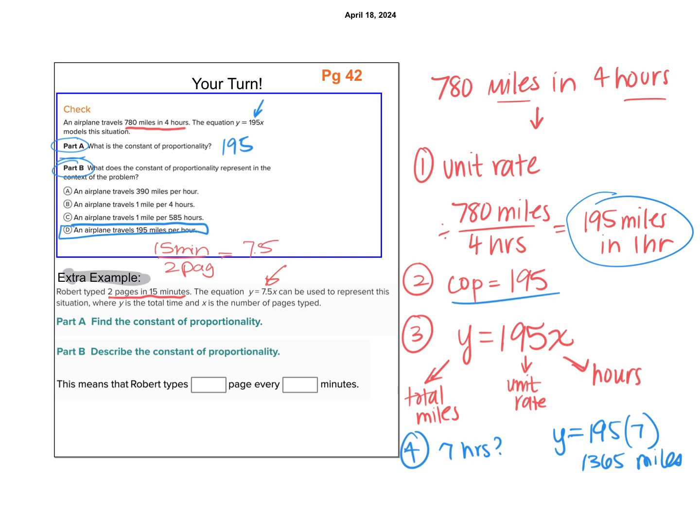Y equals 7.5x. So part A says find the constant of proportionality. Well, that would be 7.5. And then describe it. Well, that means that Robert can type 7.5. Nope, that's not what that means. It takes 7.5 minutes per page. Or you could have put he types 1 page per 7.5 minutes. That would have been fine too.